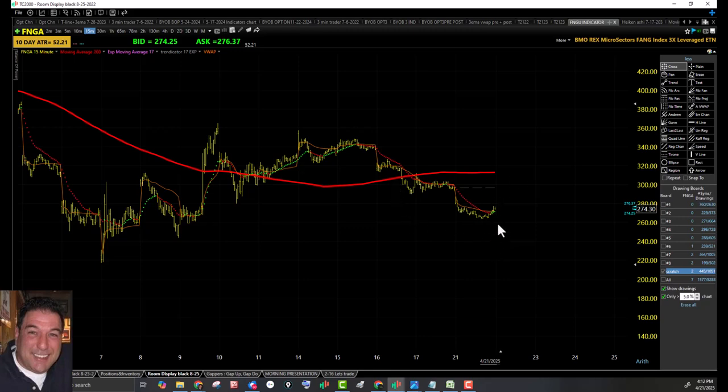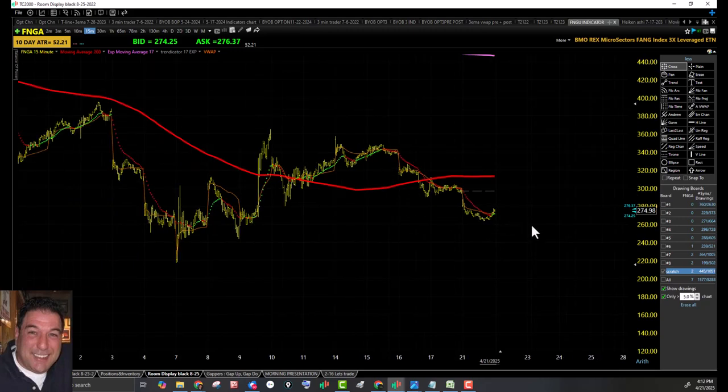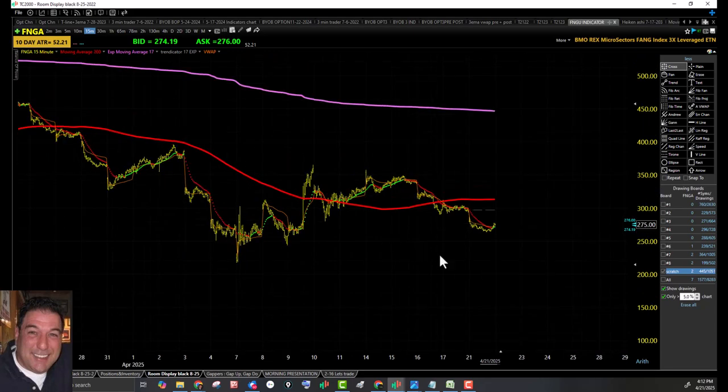No higher highs. I don't see any sign of the bulls anywhere. All right, and if this keeps up, we're going to get more selling begets more selling. So there's FNGA. Let's take a look at some sectors.